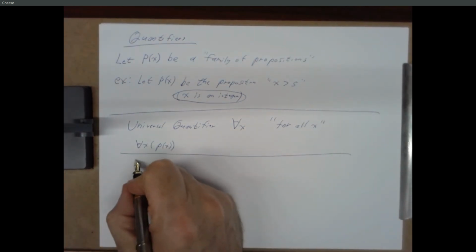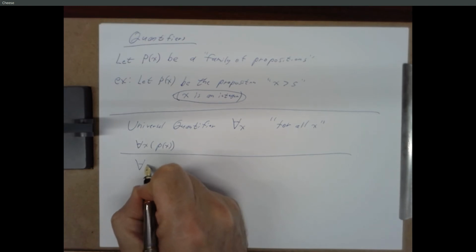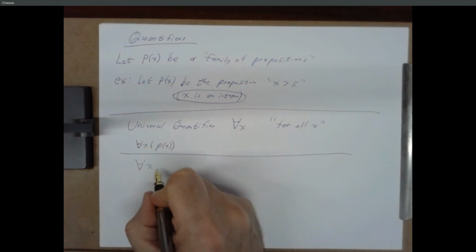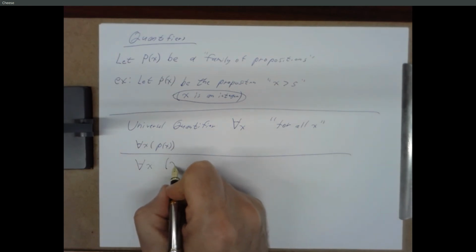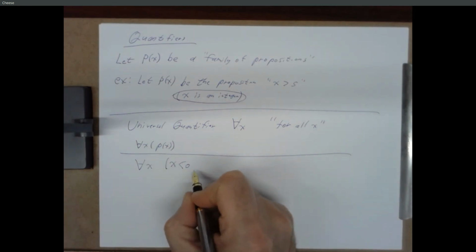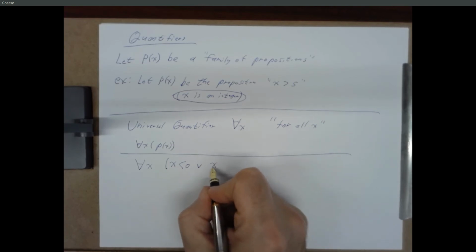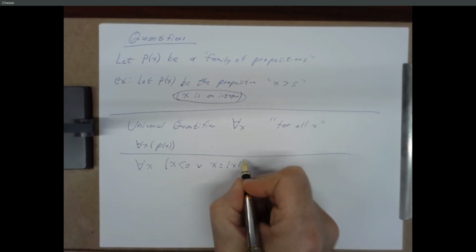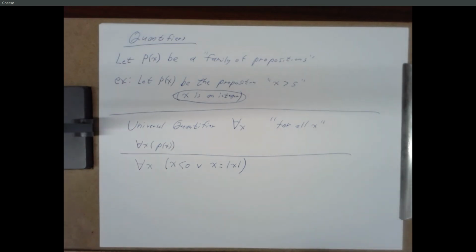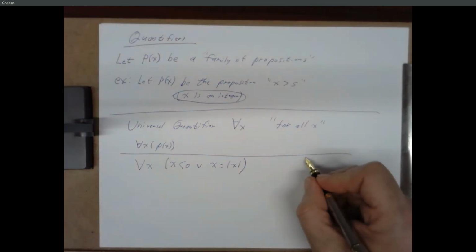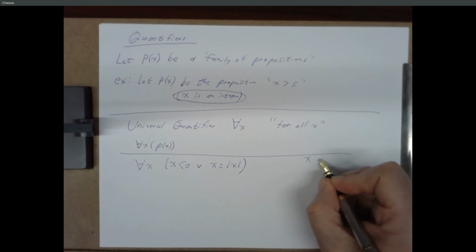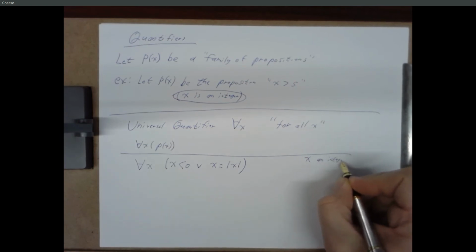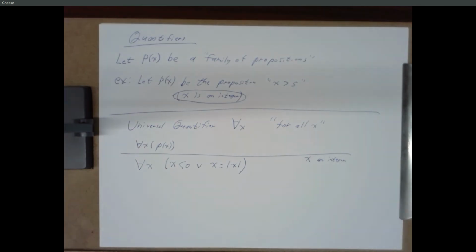And so for some examples of this, we might say for all X, X is less than 0, or X is equal to the absolute value of X. And I'm just going to write down over here, X is an integer. But you always need to be told what the set of possible X's are. Okay, so for X an integer. For all X, X is less than 0, or X equals absolute value of X. Is that true or false?